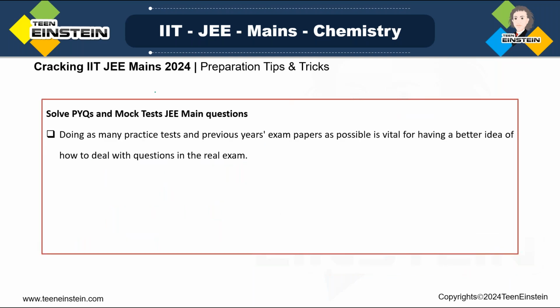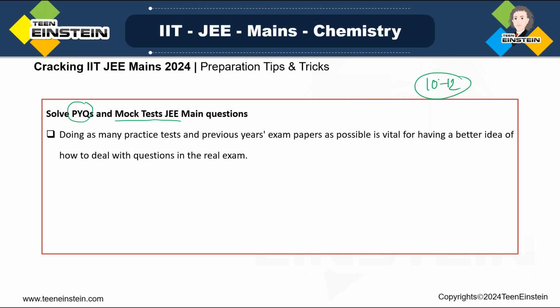Solve PYQs, that is previous year's questions, and obviously mock tests. Why are previous year questions important? Because each year there are 10 to 12 shifts. That means there will be 10 to 12 question papers, though the difficulty level is more or less the same. With so many question papers, sometimes there will be some repetition. Even if it is not repeated, the style and structure of the question, the way it is asked, will be the same. Maybe slight values or data are changed, but the main format will be the same.